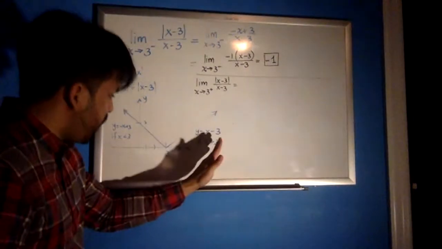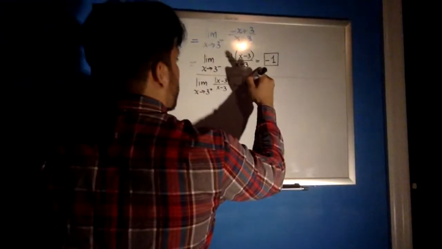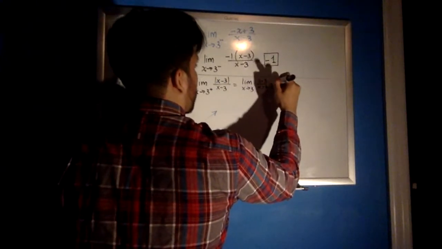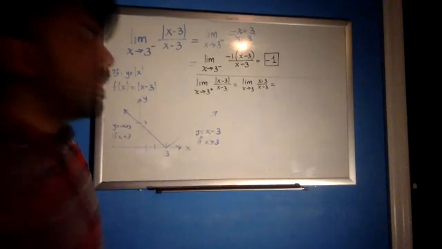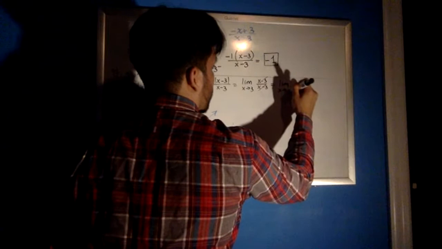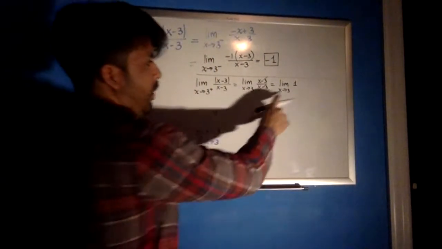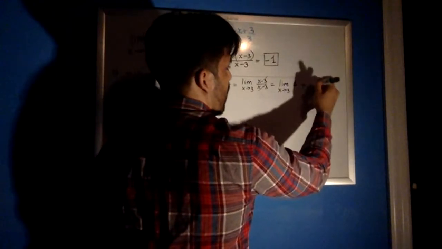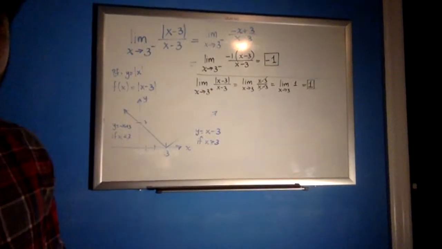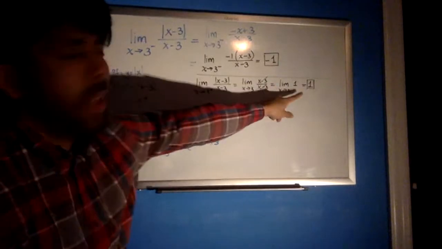Well, if I approach 3 from the right, my function is just simply x minus 3. And so I'm left with the limit as x approaches 3 of x minus 3 over x minus 3. If I cancel this, I get the limit as x approaches 3 of 1, because x minus 3 over x minus 3 equals 1. But the limit of 1 as x approaches 3 is just 1. So the left side of the limit equals -1. The right side of the limit equals +1.